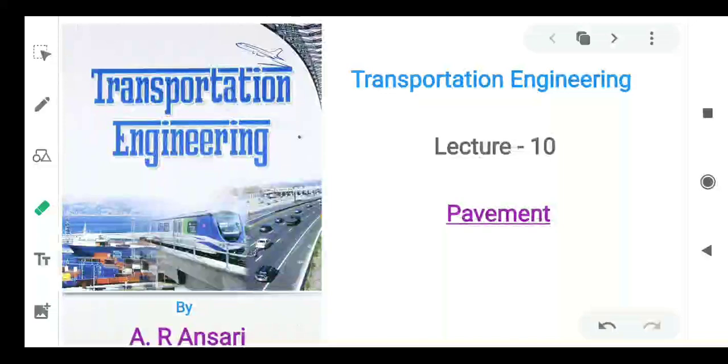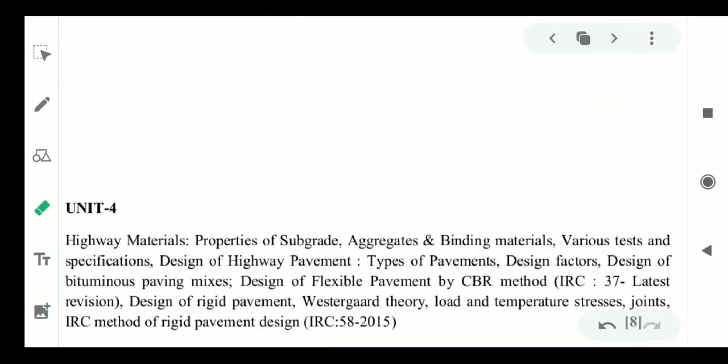Today I am presenting your lecture number 10 of Transportation Engineering. In this lecture, we will discuss the design of highway pavement. But before starting this section, let us see what are the various points, what are the various contents that we will cover in this section.